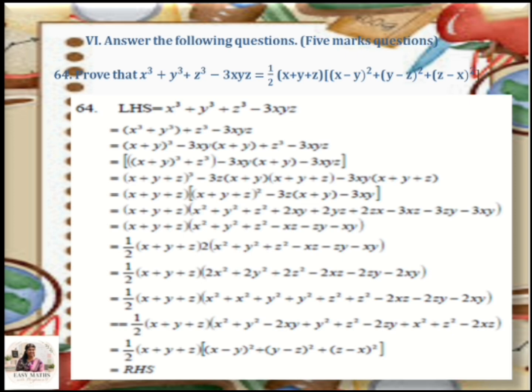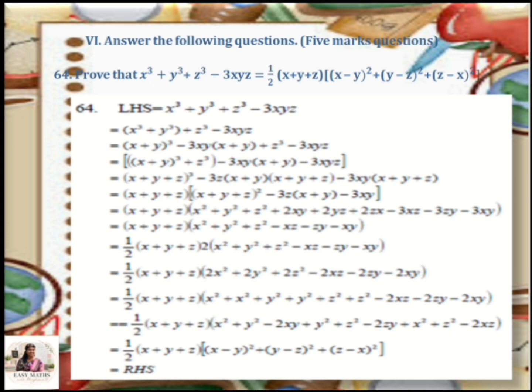In the next step I can write x plus y plus z into x plus y plus z the whole square minus 3z into x plus y minus 3xyz. So I can write half into x plus y plus z into 2 into x square plus y square plus z square minus xz minus zy minus xy. Here 2 I have taken as common. Now here we have 2x, 2y and 2z. We can do the grouping.